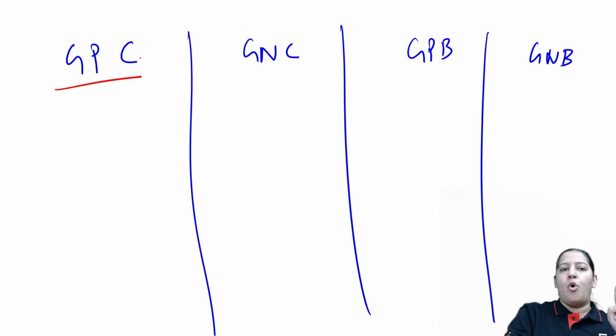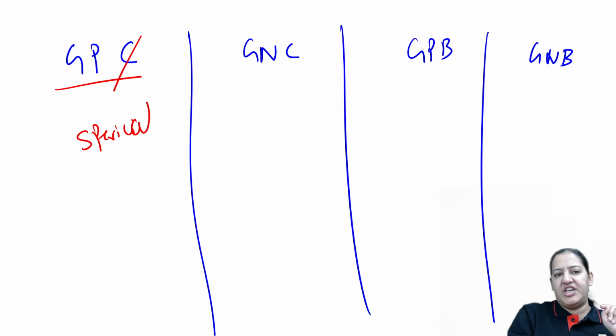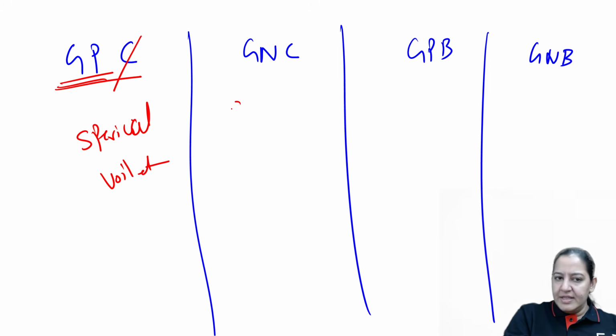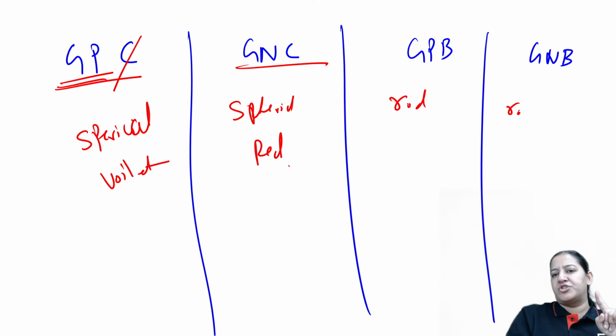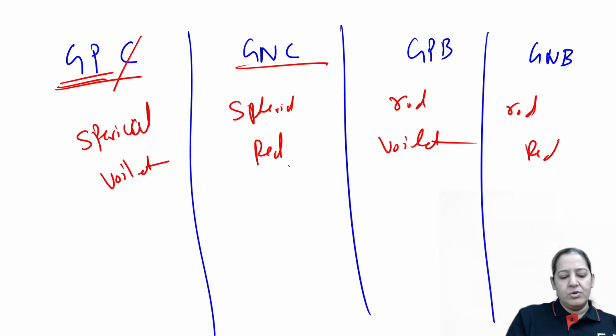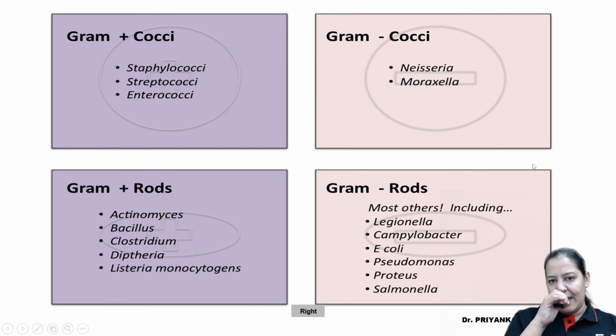So gram positive cocci, since they are cocci, they are circular or spherical in shape, and they are gram positive, so they are spherical and violet, right? These are also spherical, but these are red in color because they are gram negative. These are rod shaped. These are also rod shaped, but these are violet and these are red. So that is the meaning. I guess everyone got it. Yes or no?